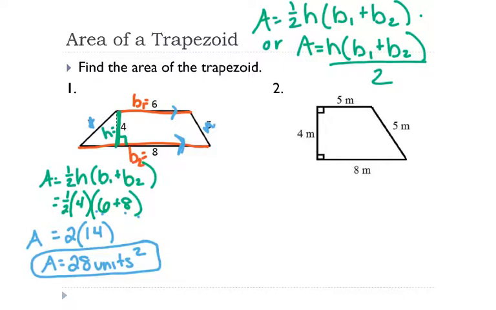Okay, so looking at number 2 now, this one looks a little different than what we've been talking about. But again, guys, you need the parallel sides for your bases and then the perpendicular segment for your height. So take a moment right now, think about which one of these numbers are going to represent your bases and then which numbers are going to represent your height.